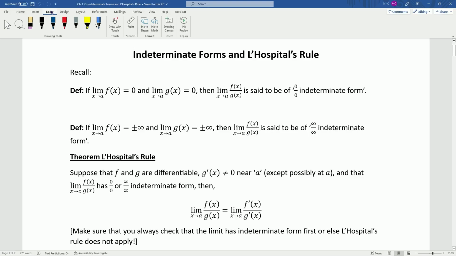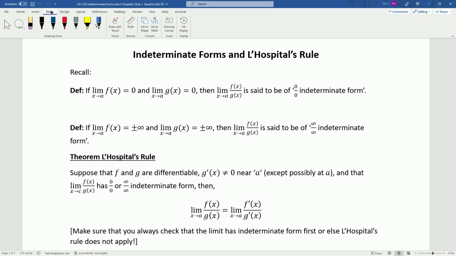Hello everybody, and welcome to our video on indeterminate forms and L'Hopital's rule. So what we're going to be looking at here is L'Hopital's rule. This is a pretty powerful but also finicky rule that can help us deal with certain limits which we didn't have the tools for before.